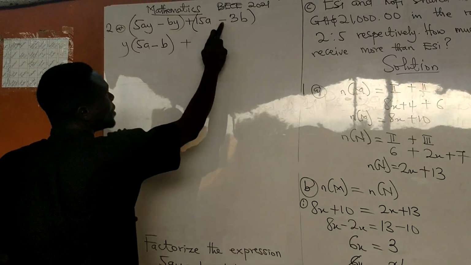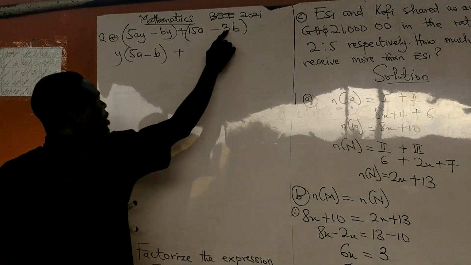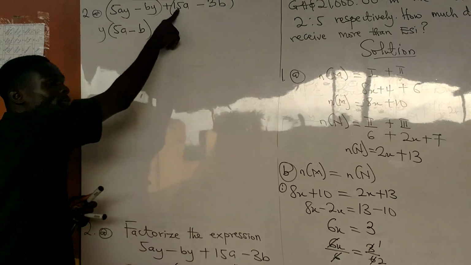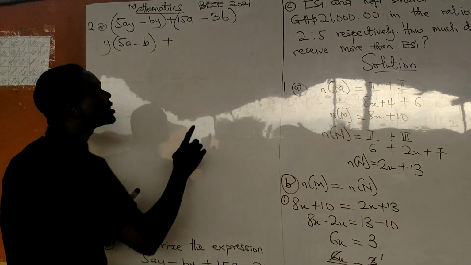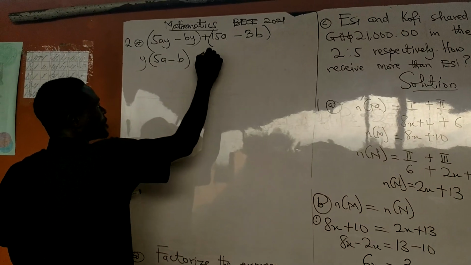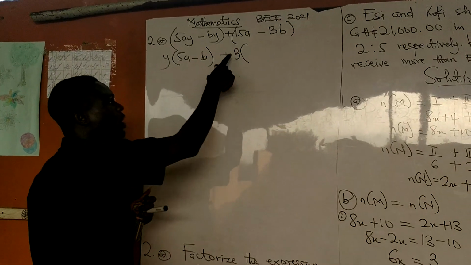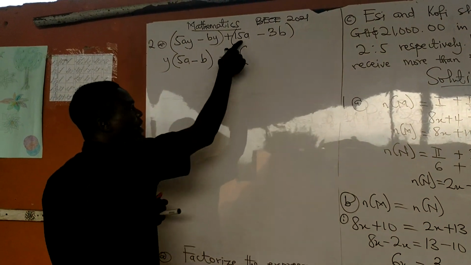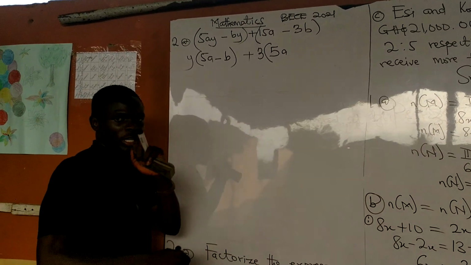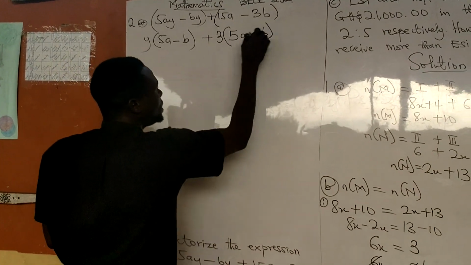Now when you come here, look at the variable. Do they have something in common? No, they do not. So you leave it like that. But when you look at the numbers that we have here, 3 and 15, they have something in common because 3 is a factor of 15. So we are going to factor the 3 out. And here, out of the 15, 3 is out. So ask yourself, what times this 3 will give me this 15? 3 times 5 is 15. Then you write your A, because A wasn't common there. Now the 3 is out. We are left with B, so minus B.